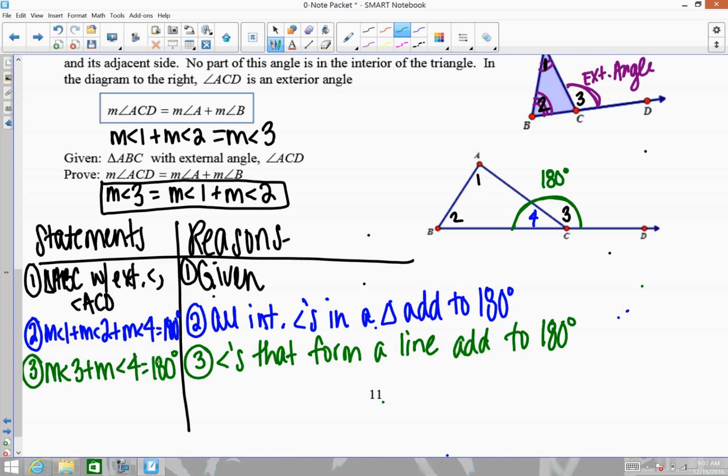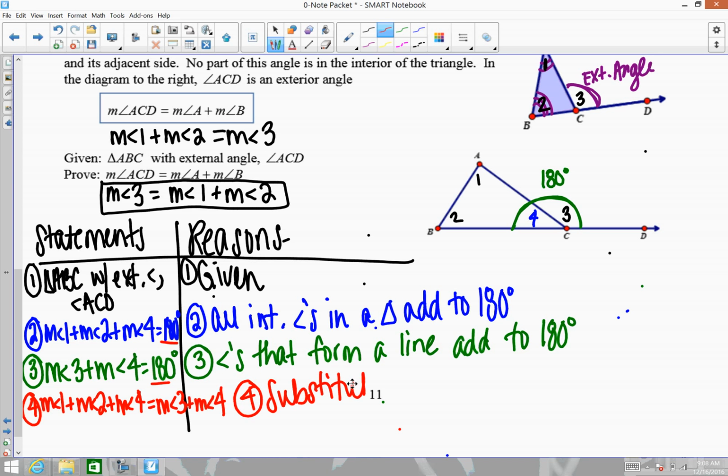And then if you look, these two things have to be equal because the three interior angles would have to equal the sum of angle 3 and angle 4, since they both equal 180. So since this equals 180 and so does this, they're essentially equal to each other by substitution. So step 4, I can say angle 1 plus angle 2 plus angle 4 is going to be equal to angle 3 plus angle 4. I just set them equal. So the reason for this is going to be substitution. You're just plugging in. I plugged in 3 plus 4 instead of 180.